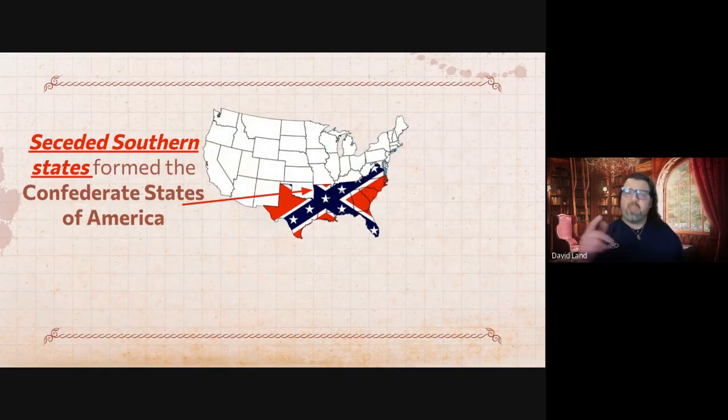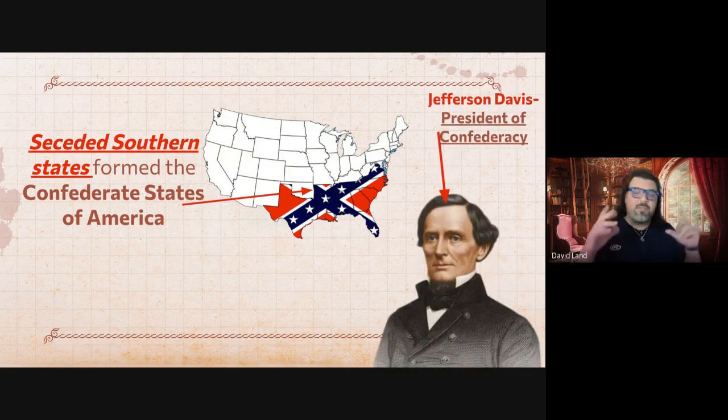Ready? Chapter 9. Now, the seceded Southern states form the Confederate States. Those states will elect a president too. It's going to be a different president. This is going to be Mr. Jefferson Davis. There's his name. He's going to be the president of their Southern Confederate States.